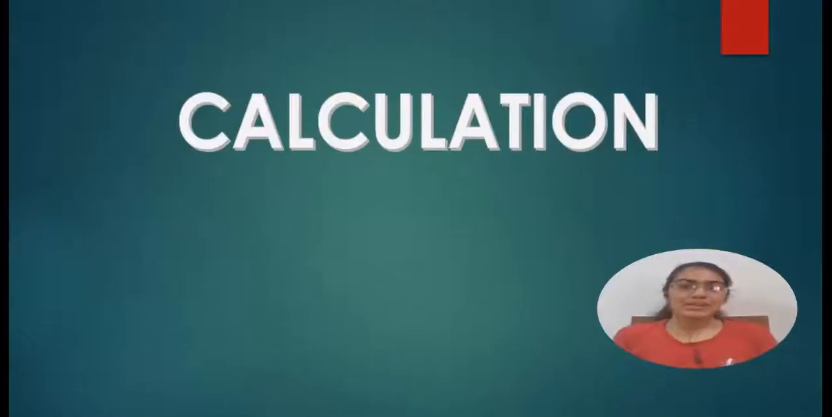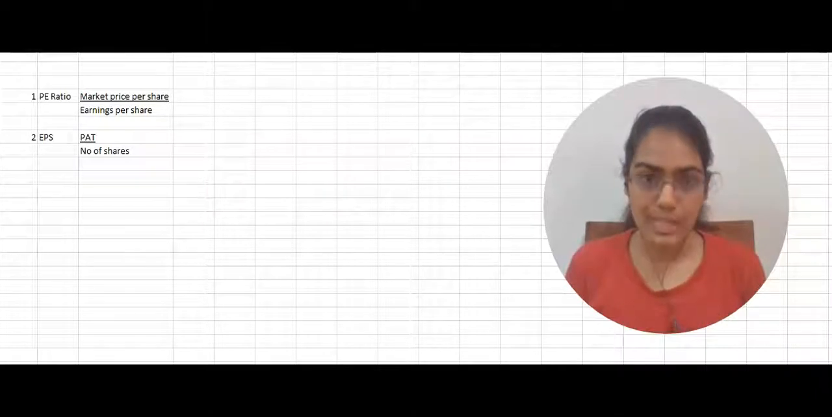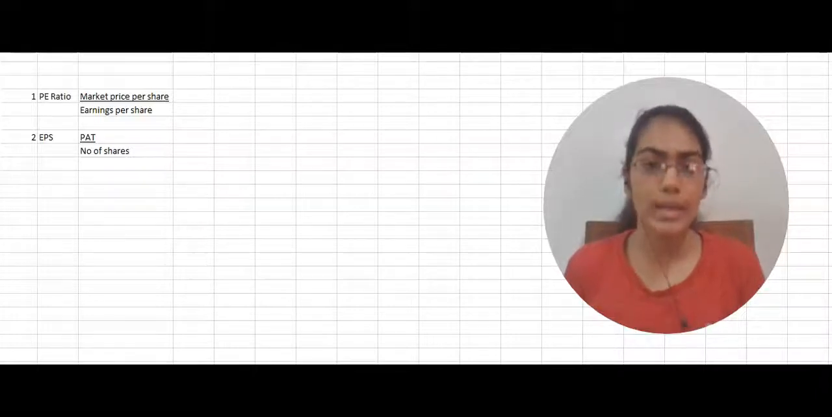Welcome back. Now let's start with the calculation. I hope you are already familiar with the earnings per share ratio. It's essential to know this because through it we will be calculating the PE ratio. Basically, earnings per share is PAT divided by the number of shares, that is, profit after tax by the number of shares. What earnings per share means is, as the name suggests, earning per share, that is, the earnings you will get after you purchase one share, right?